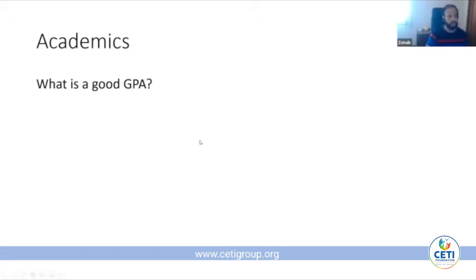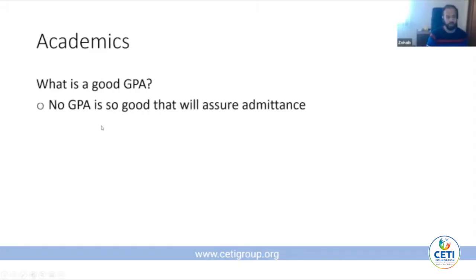And in a couple of slides, I'll take a pause and we'll look at the chat window for relevant questions. So the first thing, academics. What is a good GPA? Everyone will have this in mind, like I'm a 9-pointer, I'm an 8-pointer, I'm a 7-pointer. Is that good enough? What I would say is no GPA is good that will assure you admittance to a university.